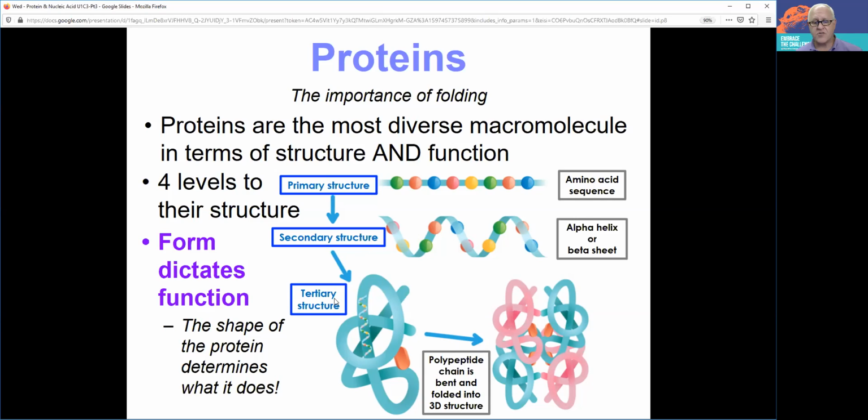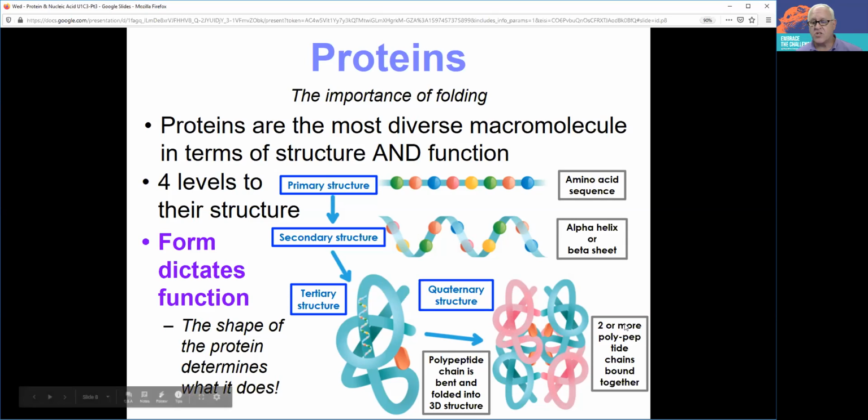After the secondary structure, they create the tertiary structure, which also creates the polypeptide chain that's bent to form the shape. From there becomes a quaternary structure where 2 or more polypeptide chains bind together. And so these different shapes determine what that protein's going to do.